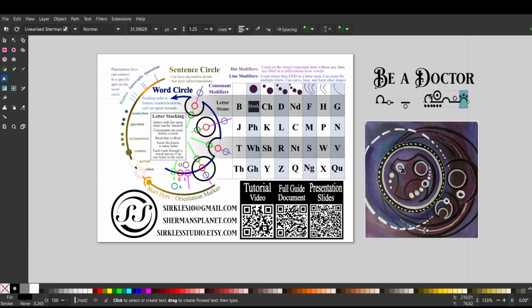I also made all the vowels white and all of the, well, no, this is a letter, this is a word circle, this is a word circle. But yeah, so color coding doesn't matter. I just do it sometimes based on what I think looks good. So yeah, that would be a doctor.